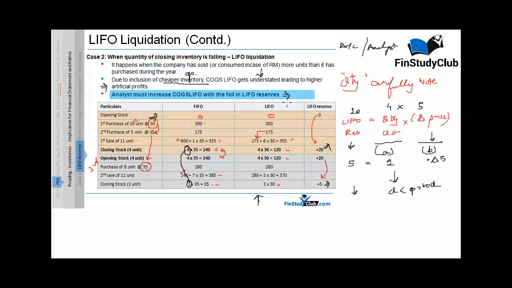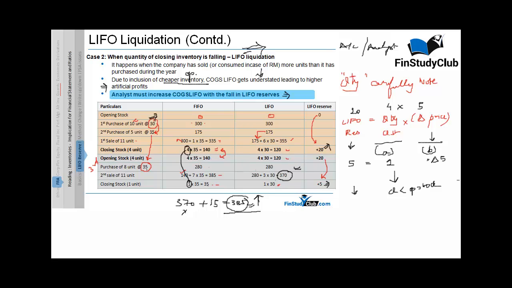As an analyst, in either case, you have to increase the COGS of LIFO, which is this figure of 370 calculated by an accountant, for all your ratios. You will have to increase it by the fall in the LIFO reserve, because this fall is being perceived as manipulative. So if someone asks you to calculate inventory turnover, you have to use COGS as 385, not 370. This particular example talks about real LIFO liquidation, which happens when the quantity here falls down.